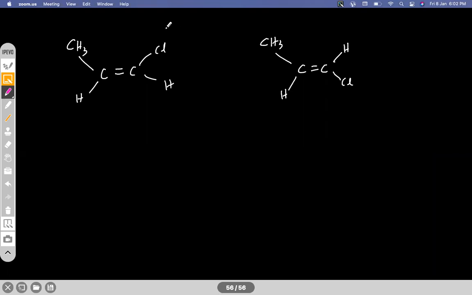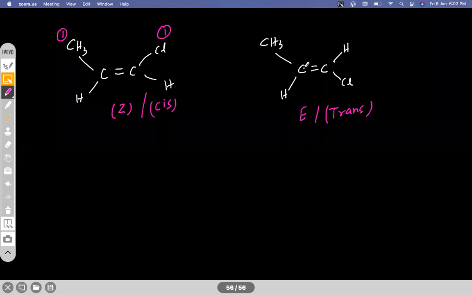This one has higher priority, and this has higher priority. Higher priority on the same side, it is Z. If you want to say cis, this one is cis. This one is E and trans. With respect to hydrogen, we can say cis or trans. Overall, it is Z or E.